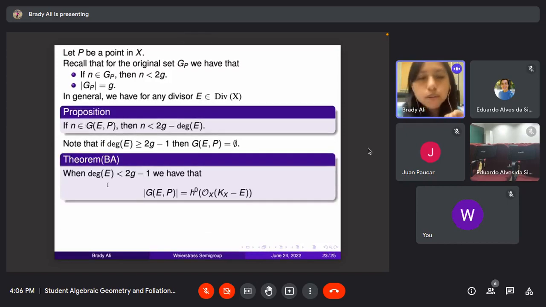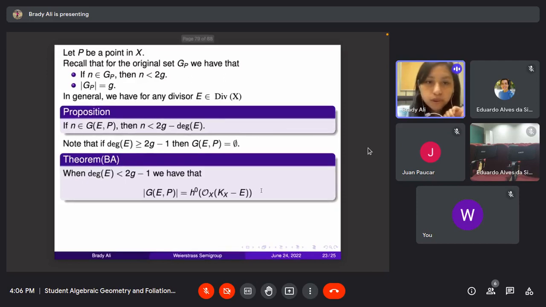As I was saying, we were able to find the cardinality of this set when D was equal to just a point P. So in the case when the degree of E is less than 2g minus 1, the cardinality of this set is equal to the dimension of the space O_X(K_X minus E), where K_X is the canonical divisor of X.